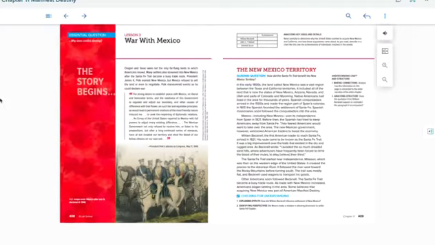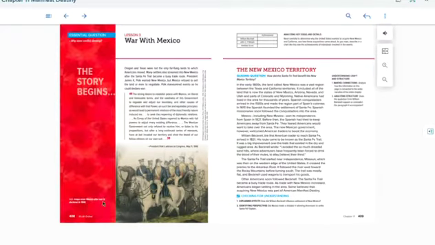Let's look at Lesson 3. This is Miss Fountain, and make sure you've read Lesson 1 and 2 before starting this one. Let's look at the essential question. Why does conflict develop? Again, the title is War with Mexico, so this is going to be about war with Mexico.